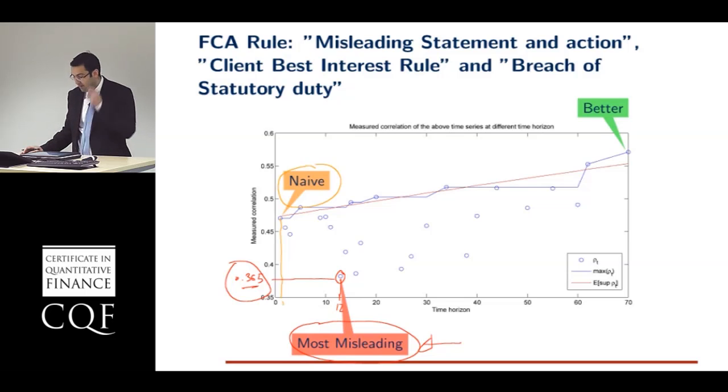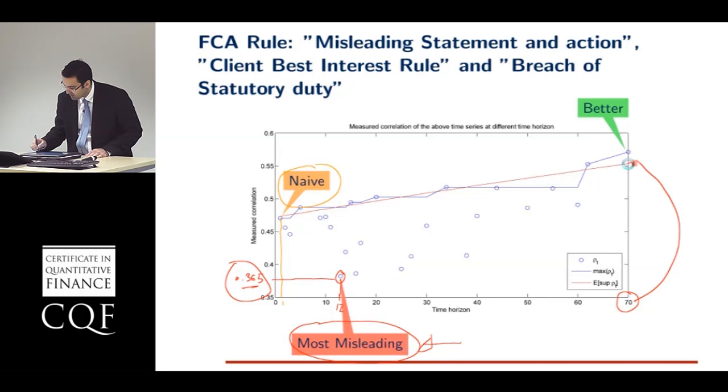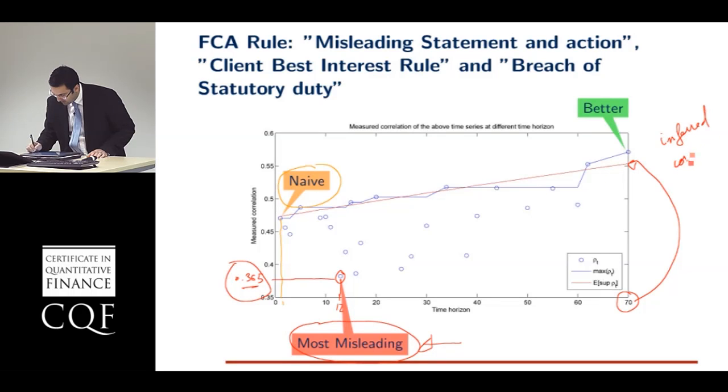A better approach, in my opinion, especially if the client did not intend to invest in commodities, is to give them a conservative sort of approach to correlation. So for example, if their time scale for investment is 70 days, then you might want to return the inferred correlation again. So this is where the inferred correlation value can come into play.